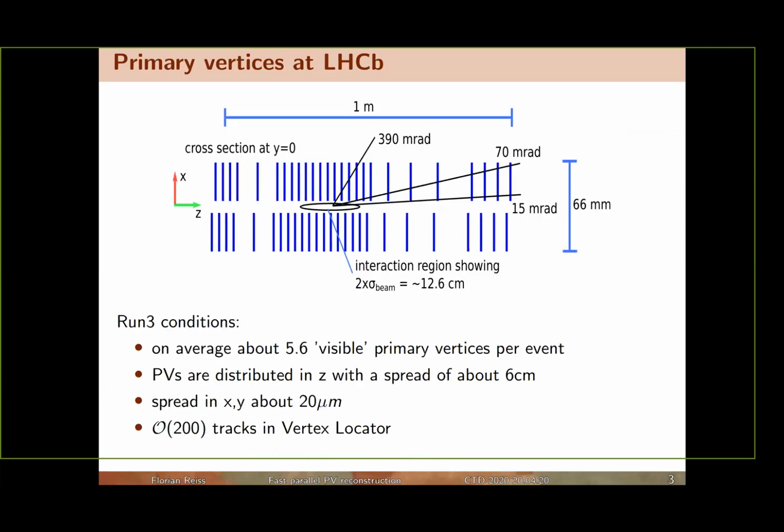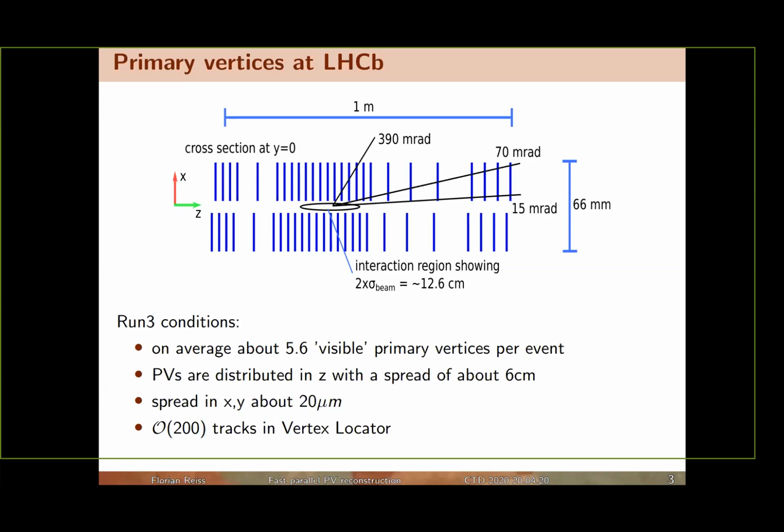How are we able to reconstruct them? We can reconstruct them using the vertex locator, the detector around the interaction region. Here you can see a scheme of the Velo detector planes shown as blue lines, and the interaction region marked with a black circle. In Run 3, we have about 5 to 6 visible PVs per event, meaning PVs leaving enough tracks in the Velo for us to reconstruct them. They are spread in Z along the beam axis with around 6 centimeters, and in the transverse plane in X and Y about 20 microns.